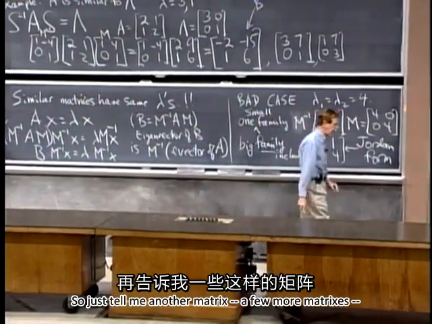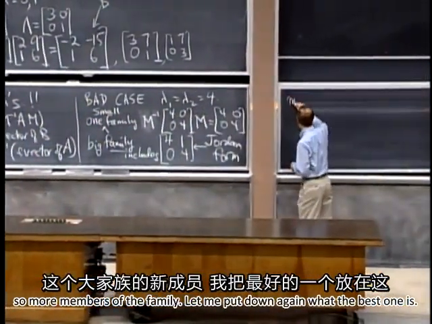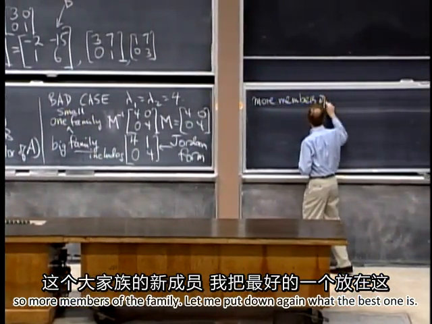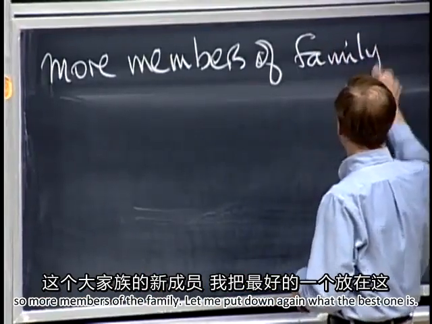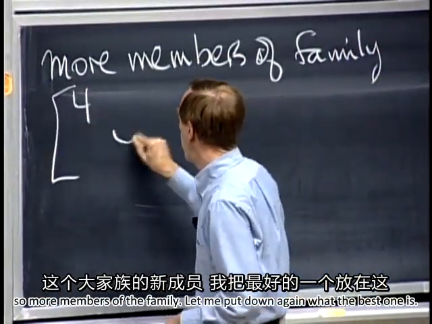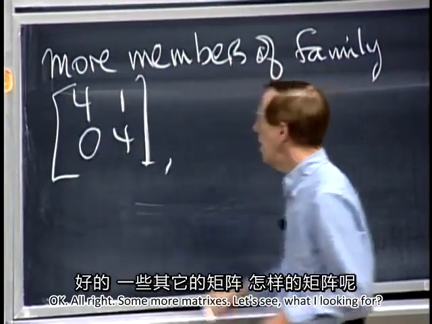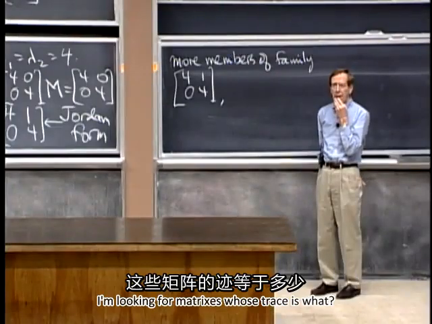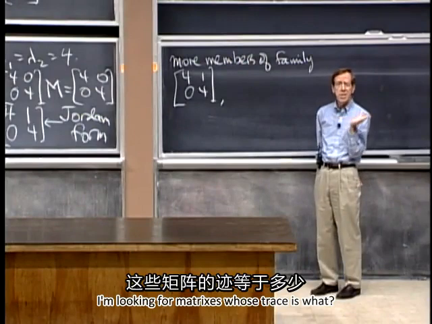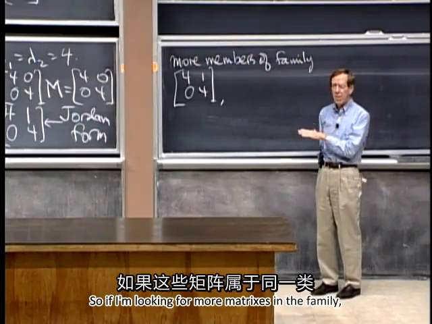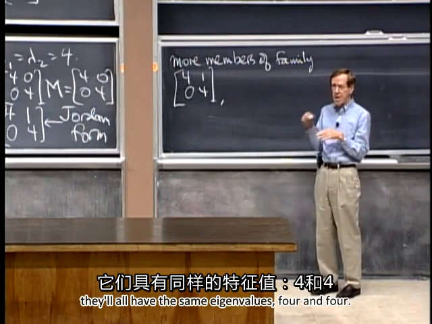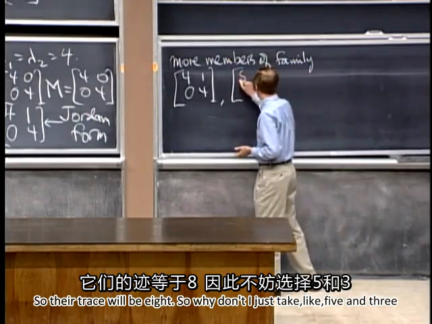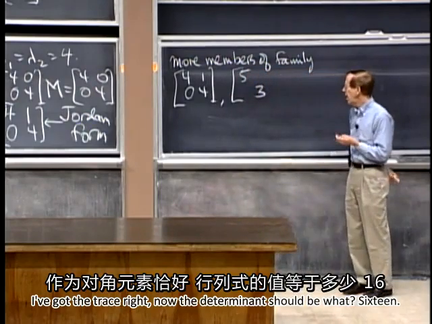So just tell me another matrix, a few more matrices, so more members of the family. Let me put down again what the best one is. Okay. All right, some more matrices. Let's see, what am I looking for? I'm looking for matrices whose trace is what? So if I'm looking for more matrices in the family, they'll all have the same eigenvalues, 4 and 4. So their trace will be 8. So why don't I just take like 5 and 3? I've got the trace right.